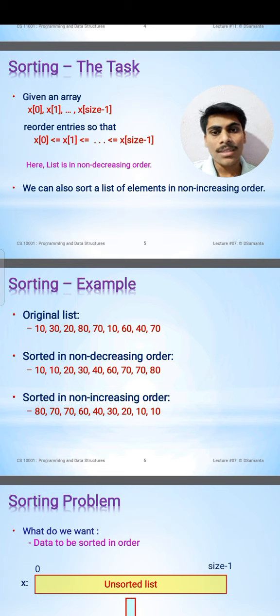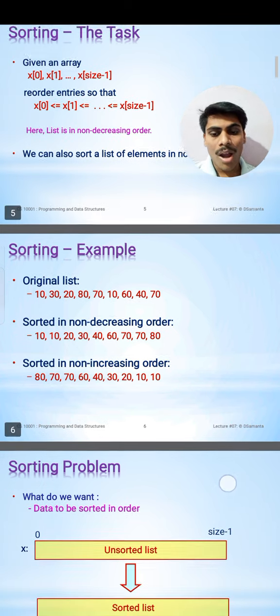We can also sort a list of elements in non-increasing order. Sorting example: the original list is 10, 30, 20, 80, 70, 10, 60, 40 and 70. This original list is not a sequence; it may increase then decrease, or decrease then increase. Sorting in non-decreasing order: 10, 10, 20, 30, 40, 60, 70, 70, 80. Sorting in non-increasing order: 80, 70, 70, 60, 40, 30, 20, 10, 10.